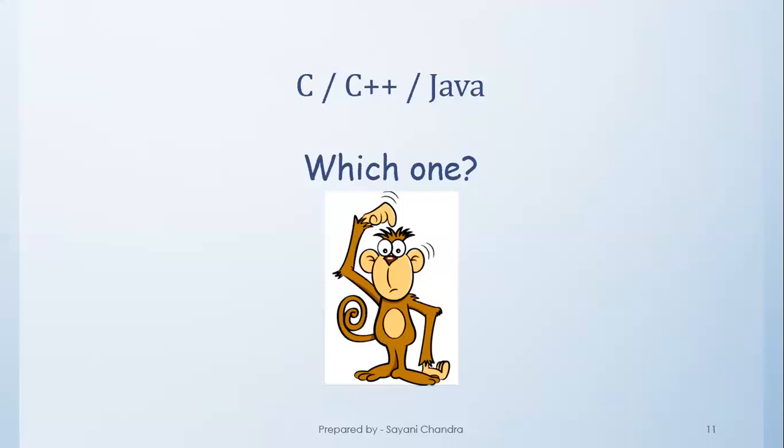C language does not support inheritance. C++ language supports inheritance, and Java language supports inheritance except one, which is known as multiple inheritance. So these are the basic differences between C, C++, and Java.